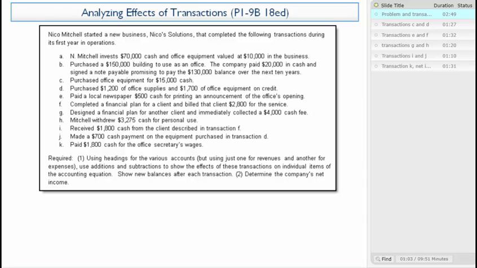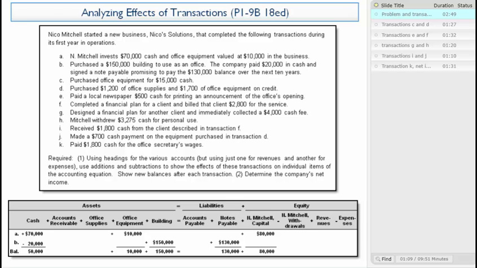Okay, let's take a look at transactions A and B. First, the investment of $70,000. And you see on the bottom of the screen here, cash is increased by $70,000 since we're investing it in the business. And the office equipment valued at $10,000 also increases. And the offset over on the equity side of the accounting equation is an increase of $80,000, equal to the cash investment and the $10,000 increase in office equipment.